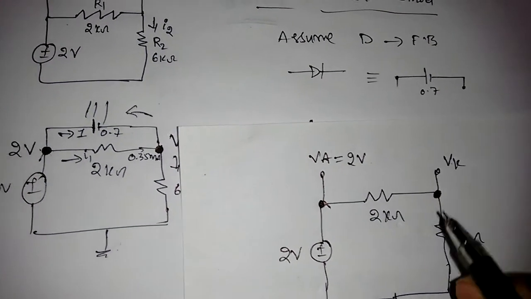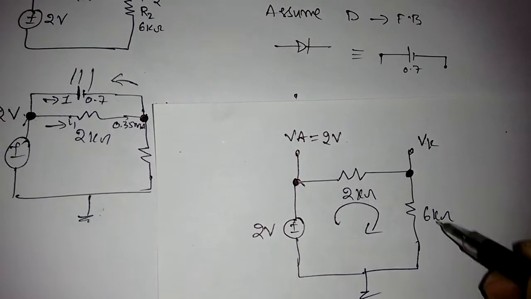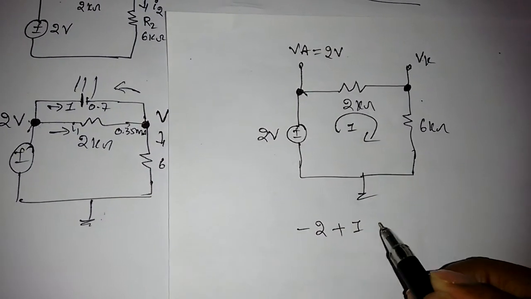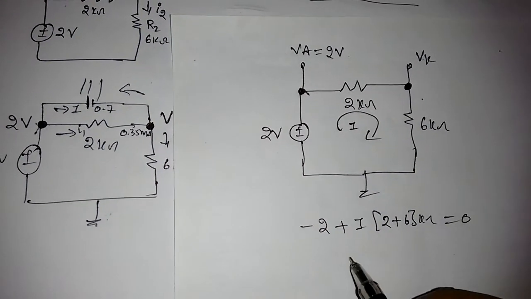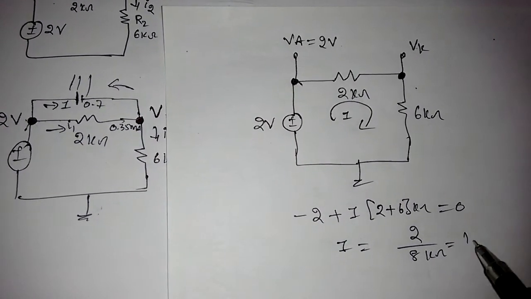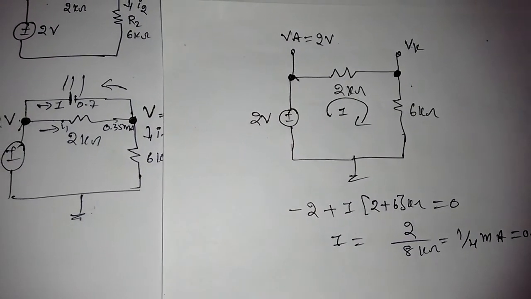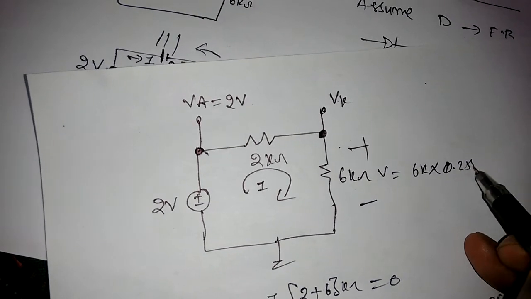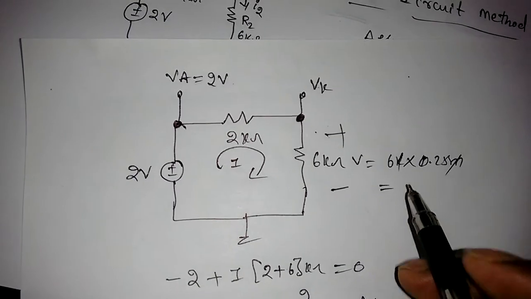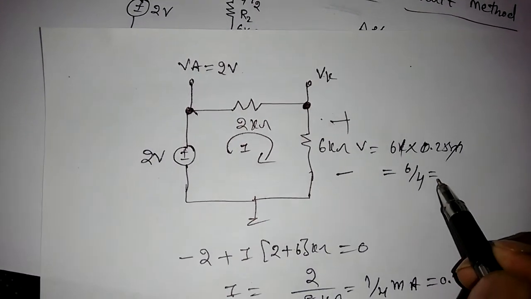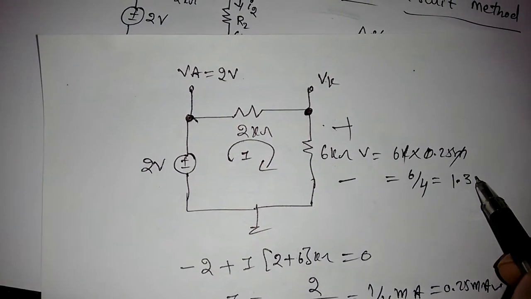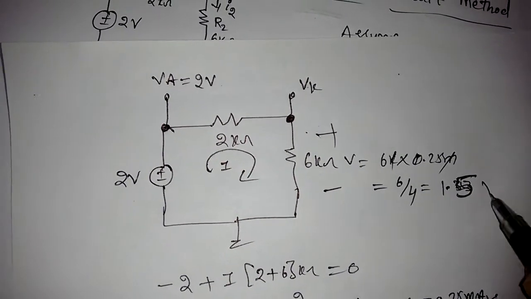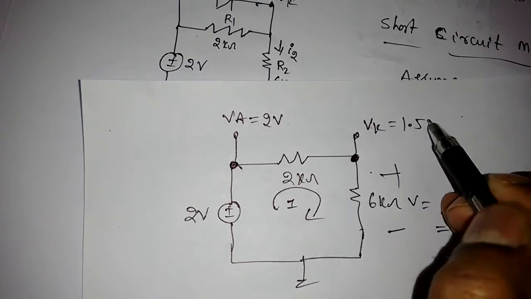I can find VK by applying KVL, or if I find the current here, then I can easily find this voltage. If I is flowing, applying KVL, it is minus 2 plus I into (2 plus 6) kilo ohm equal to 0. What is I? 2 by 8 kilo ohm, so it is 1 by 4 milliampere, or 0.25 milliampere. Now I know I, so I can find this voltage. V is equal to 6 kilo ohm into 0.25 milliampere. Kilo gets cancelled. 6 into 0.25, so 6 by 4. 6 divided by 4 is not 1.33, it is 1.5 volts, right? So this voltage is 1.5 volts.